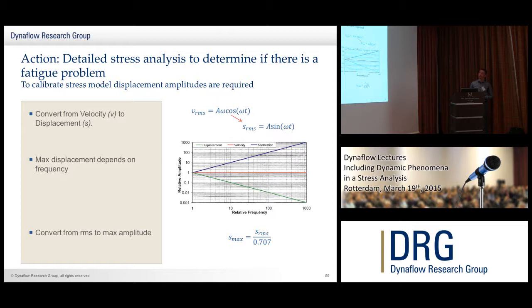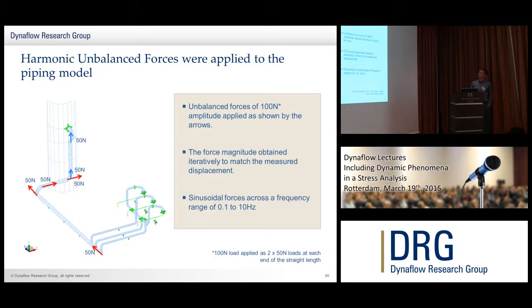Then what we need to do is convert the RMS value, the root mean squared, to a maximum amplitude, and we converted that by dividing the RMS value by 1 over the square root of 2. Then, similar to what we've shown before, we add unbalanced forces to all the header sections. These unbalanced forces were calculated based on some knowledge of the flow occurring within the header, and they were also iteratively changed.